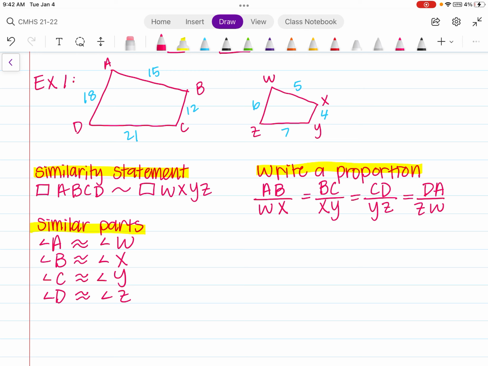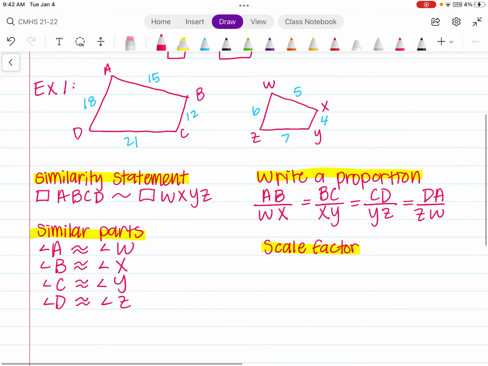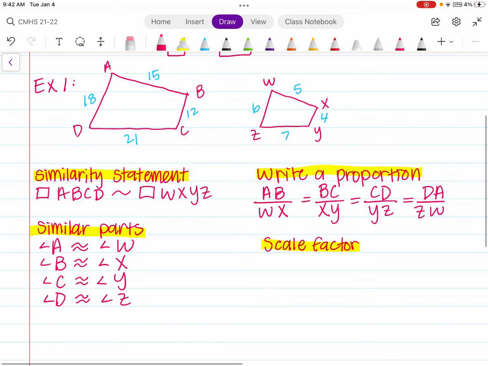And the last thing we're going to talk about is called a scale factor. A scale factor. So basically, what's the difference between these two shapes? Like, how much did I stretch it? Let's say I'm starting with the little one. How much bigger did I stretch it? And what we're going to do for that is we're just going to pick one of the pairs. I'll pick AB and WX. Why not? Pick one of them, but you could pick any of them because, as we've said in the proportion, they're all equal. All of the side ratios are equal.